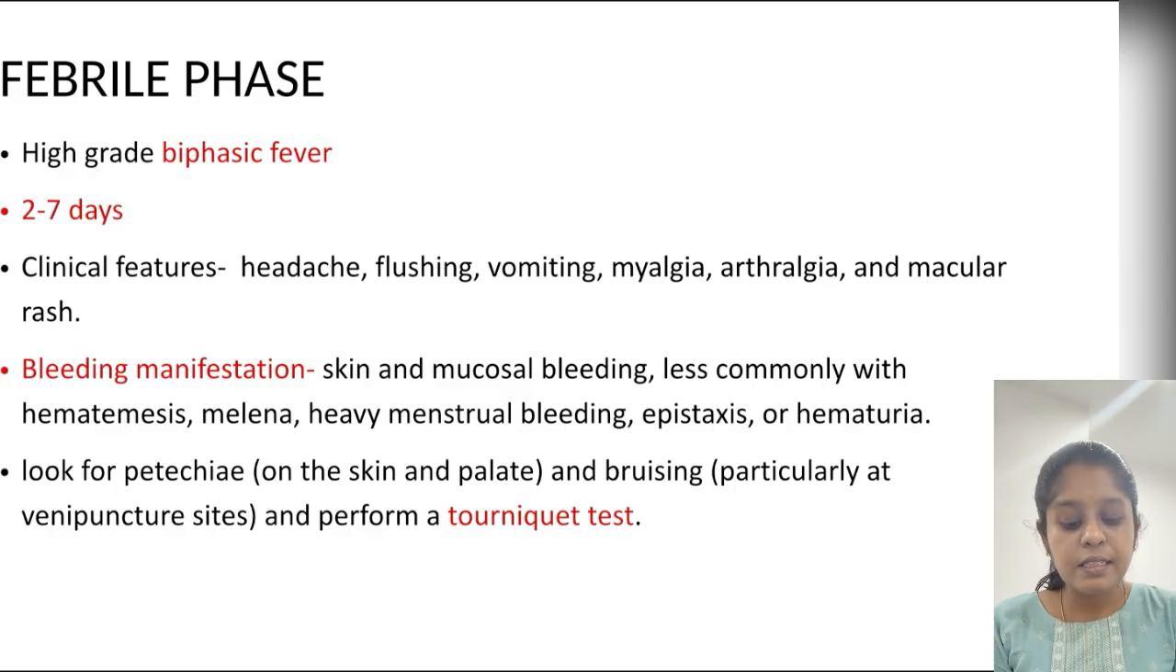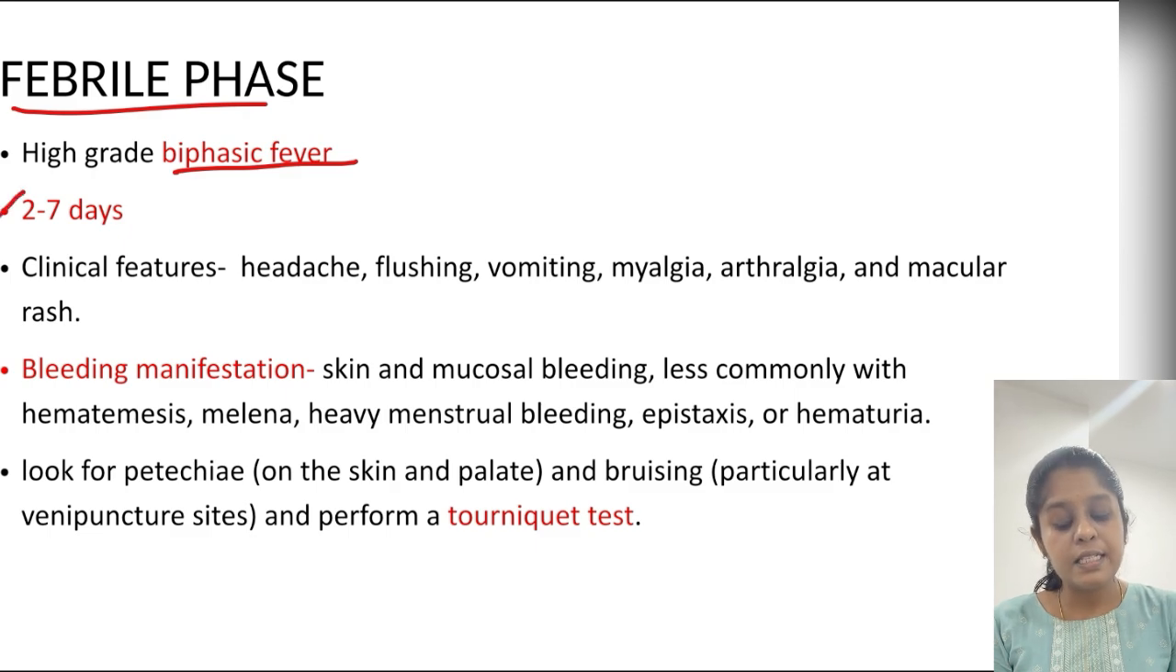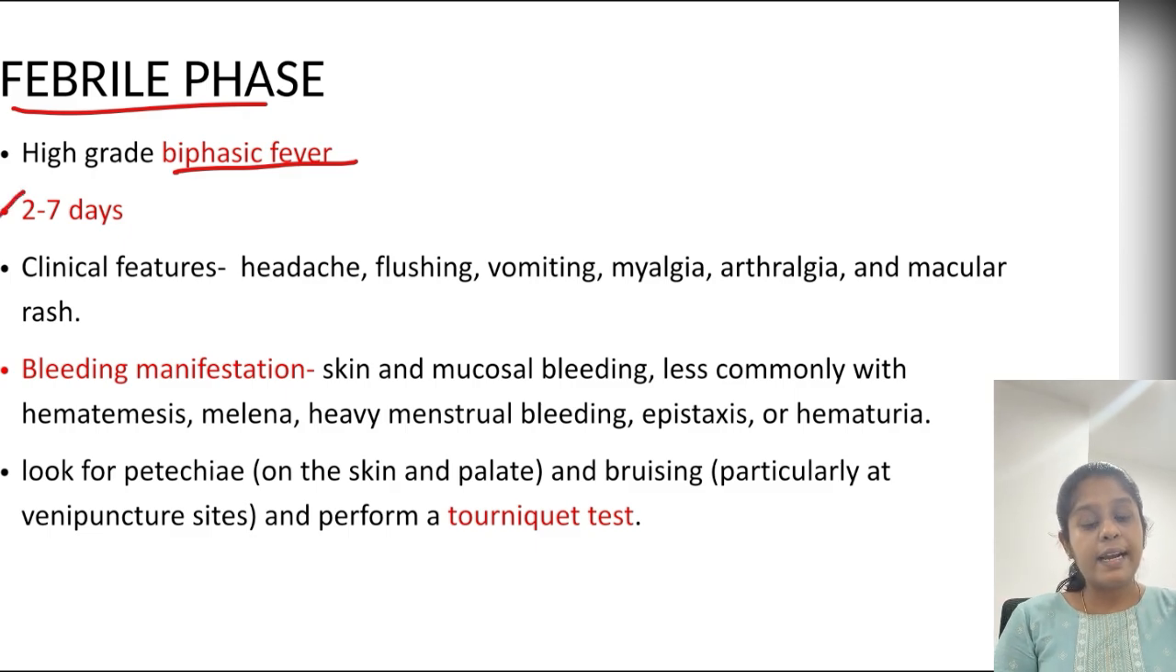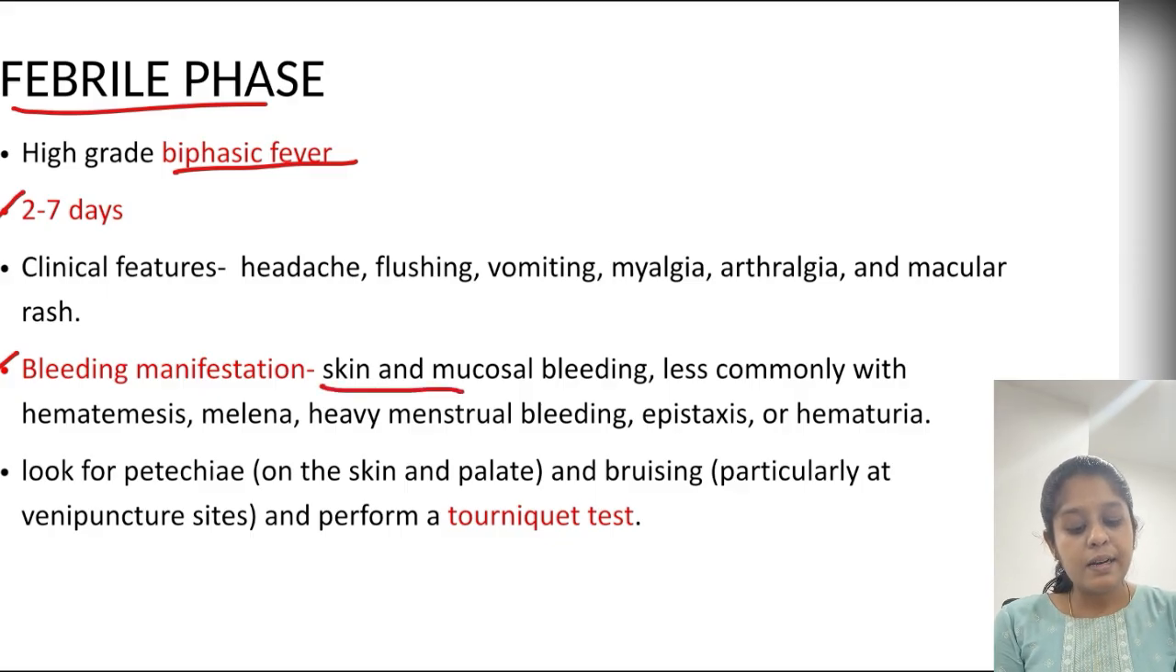In the febrile phase, there will be a high-grade biphasic fever lasting for 2 to 7 days, and the clinical features include headache, vomiting, flushing, myalgia, arthralgia, and macular rash. Then comes minor bleeding manifestation, where there will be skin and mucosal bleeding. Less commonly there will be hematemesis, melena, or heavy menstrual bleeding, and you also look for petechial rashes and bruising. You can perform a tourniquet test to see whether the bleeding is dengue related, due to thrombocytopenia.